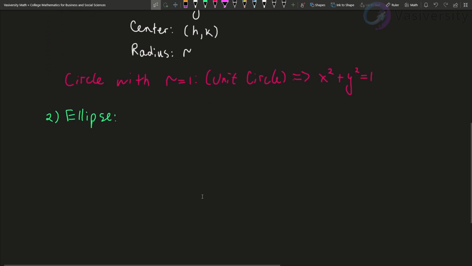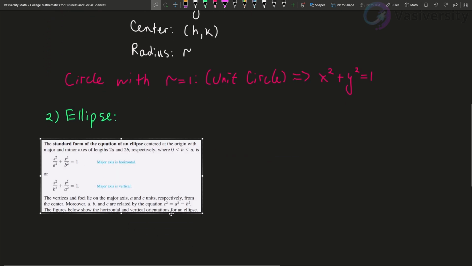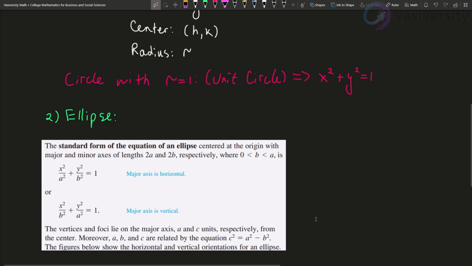So the standard form of an ellipse centered at the origin with the major and minor axis. In a circle, there is no major and minor axis because there are no scaling factors for the circle, right? So major and minor axis of length 2a and 2b respectively, where a is greater than b. So the major axis is horizontal because a is greater than b. Major axis is vertical because a is greater than b.